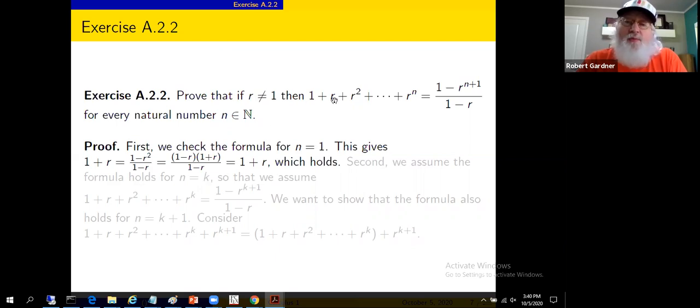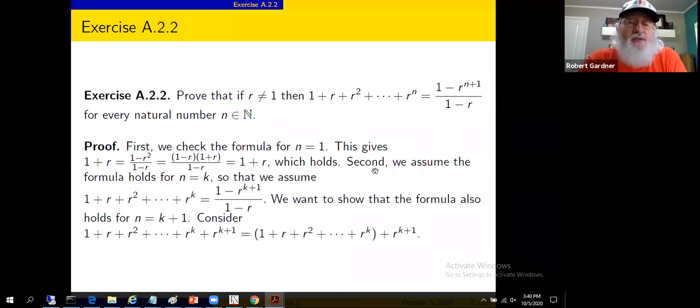All right. First, we'll check the formula for n equals 1. For n equals 1, on the left-hand side we'd have 1 plus r. On the right-hand side, we'd have 1 minus r to the 1 plus 1, 1 minus r squared over 1 minus r. 1 minus r squared factors into 1 minus r times 1 plus r. Can you cancel those 1 minus r's? Yeah, as long as r isn't 1, and it isn't. So we're good to go on that, and we get 1 plus r out of the right-hand side formula. And in fact, that's true: 1 plus r equals 1 plus r.